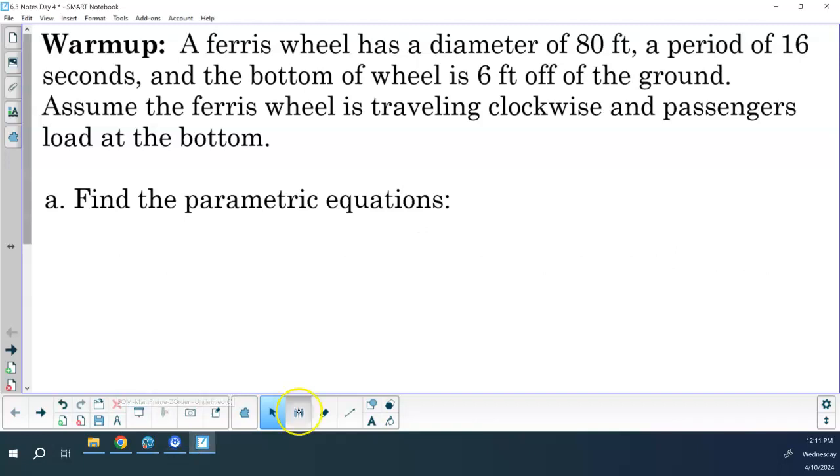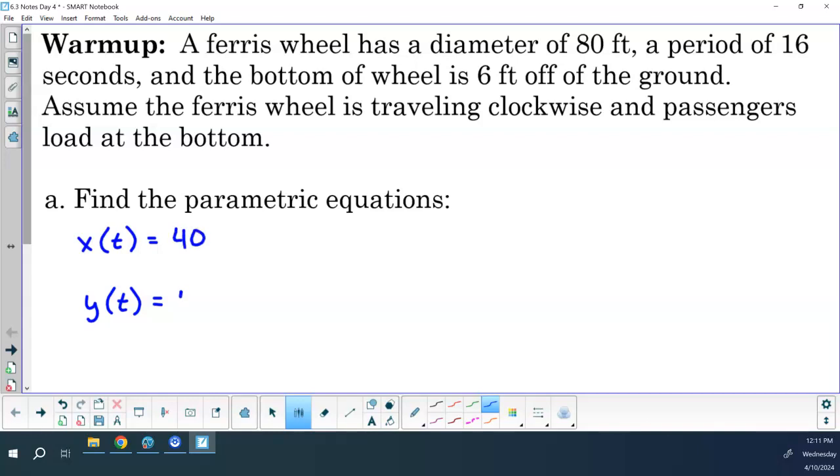All right, talk to me. We need 2 equations. I need an x of t, and I need a y of t. They will be similar, but with a little bit of tweaks between them. How are they both going to start? 40. 40, because 40 is my radius. X is going to be sine or cosine? Cosine. Y is going to be sine.